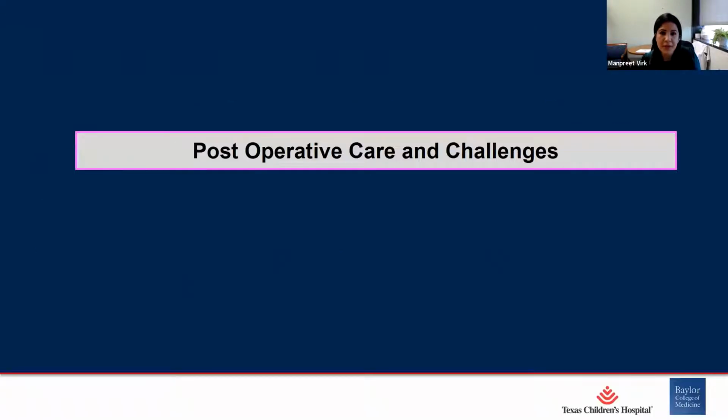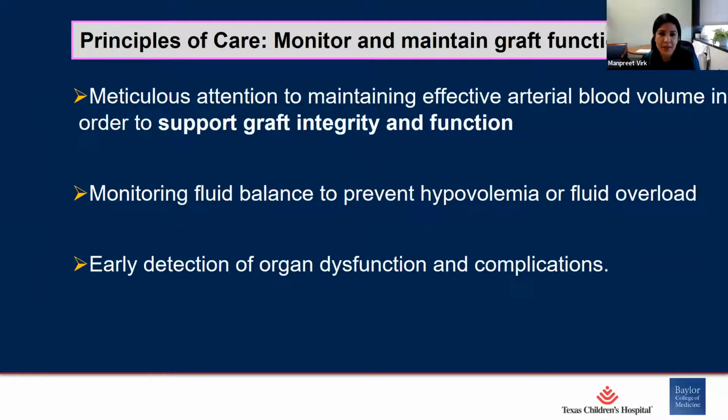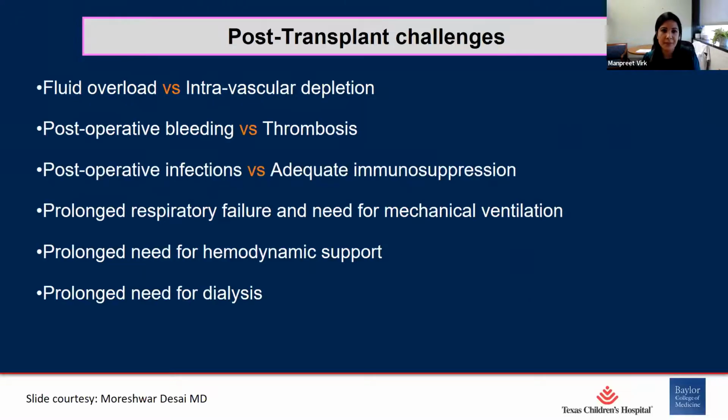Now I'm going to talk a little bit about the systems-based postoperative care and challenges that we come across when we take care of these patients in the ICU. So the principles of care basically revolve around monitoring and maintaining graft function, paying meticulous attention to maintaining effective arterial blood volume in order to support graft integrity and function, monitoring fluid balance to prevent hypovolemia or fluid overload, and then early detection of organ dysfunction and complications.